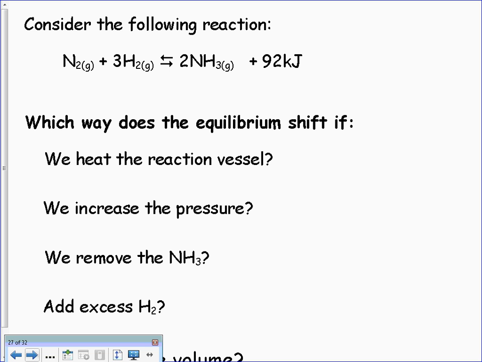Remember, the main concept of this is to fix the stress, remove the stress, alleviate the stress, whatever term you want to use. And the stresses are the ones following the bolded print here. So we have nitrogen plus 3 hydrogens in equilibrium with 2 ammonias and 92 kilojoules of energy.